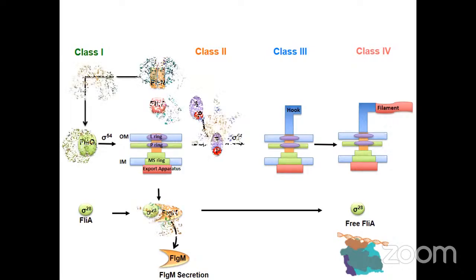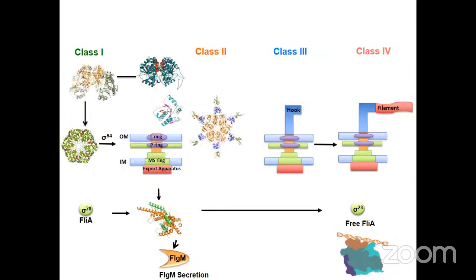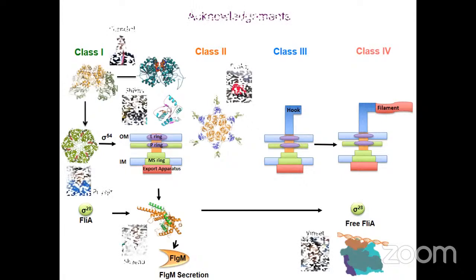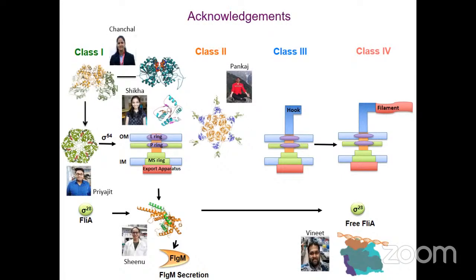So in our lab, we are looking at the structures of all these regulators. And I want to acknowledge the efforts of all my students who are involved in this endeavor. Priyajit worked on FleQ, Chanchal did FleN and the complex structure. Shikha has determined the structure of the GTPase, which is responsible for polar placement of flagella. Pankaj has structurally characterized this transcription factor, which is important for class 3 gene expression. Shinu is looking at the FliA-FlgM complex, how this is inhibited. And in collaboration with Vineet, who has now purified and reconstituted the entire RNA polymerase from Pseudomonas, they are looking at how FliA will interact with polymerase for transcription activation.